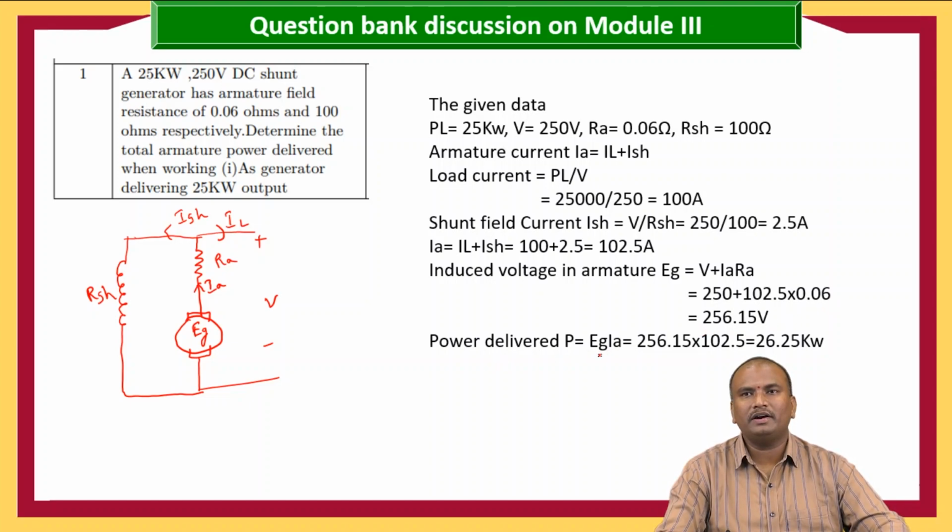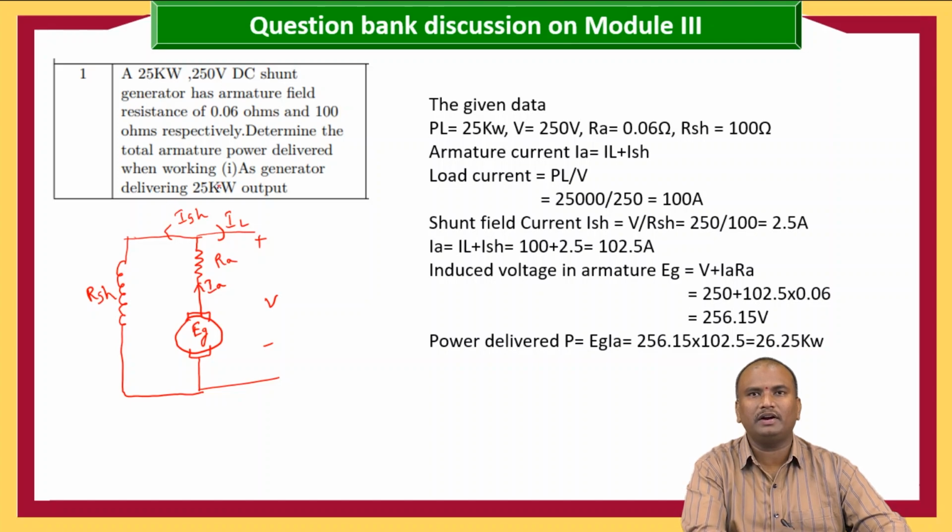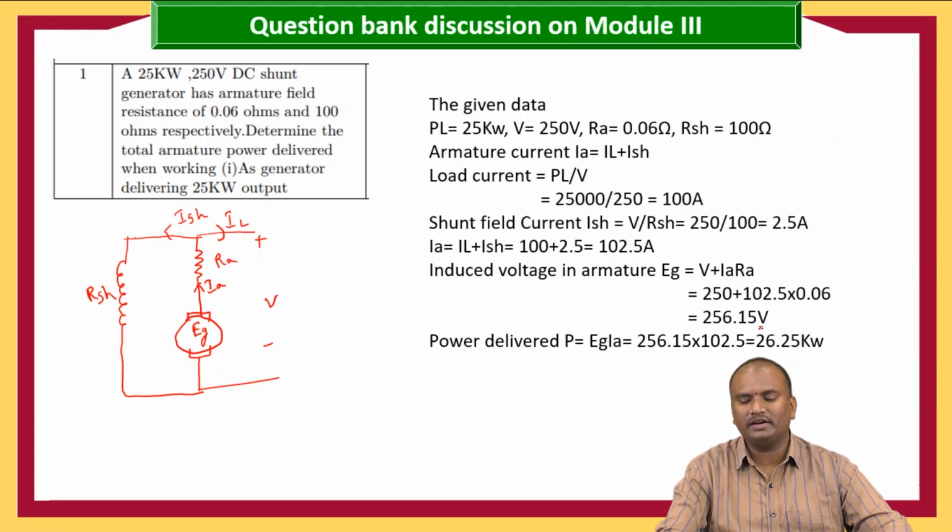Now the power delivered is equals to EG into IA, which is equals to 256.15 into 102.5, which is equals to 26.25 kilowatts. So 1.25 kilowatts is the loss, because output we got only 25 kilowatts. The input which we are generating is 26.25 kilowatts. That is nothing but 1.25 kilowatts is the losses.